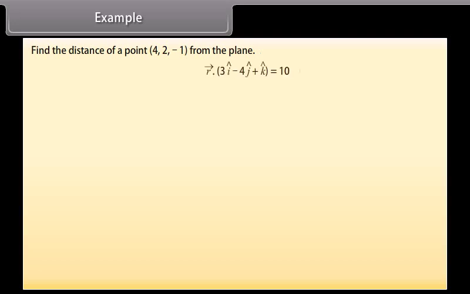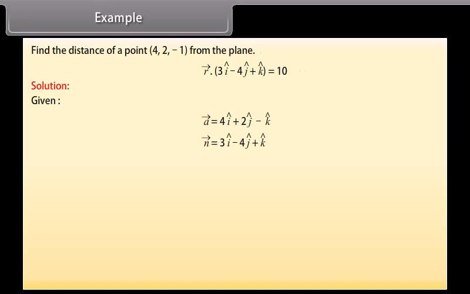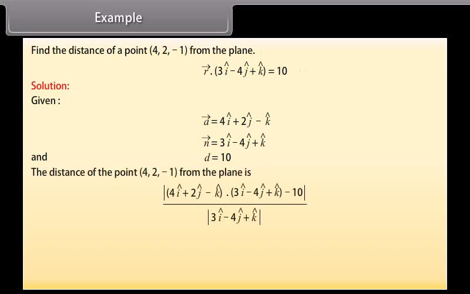Example. Find the distance of a point (4, 2, -1) from the plane. Solution. Given vector A equals 4 cap i plus 2 cap j minus cap k, vector N equals 3 cap i minus 4 cap j plus cap k, and D equals 10. The distance of the point (4, 2, -1) from the plane is equal to modulus of 12 minus 8 minus 1 minus 10 by modulus of square root of 9 plus 16 plus 1, which equals 7 by square root of 26.